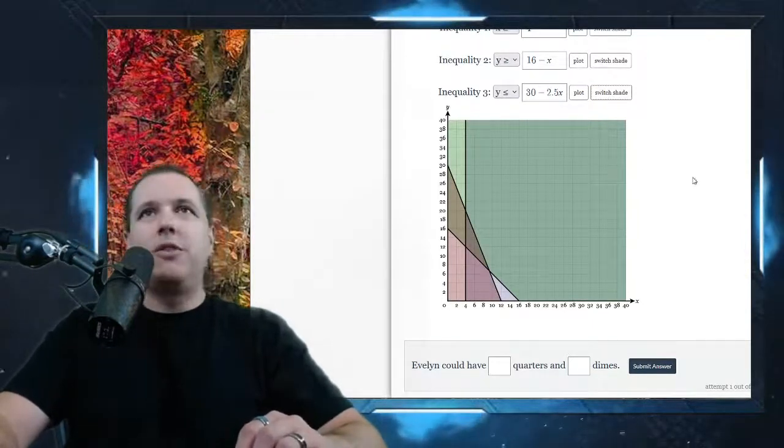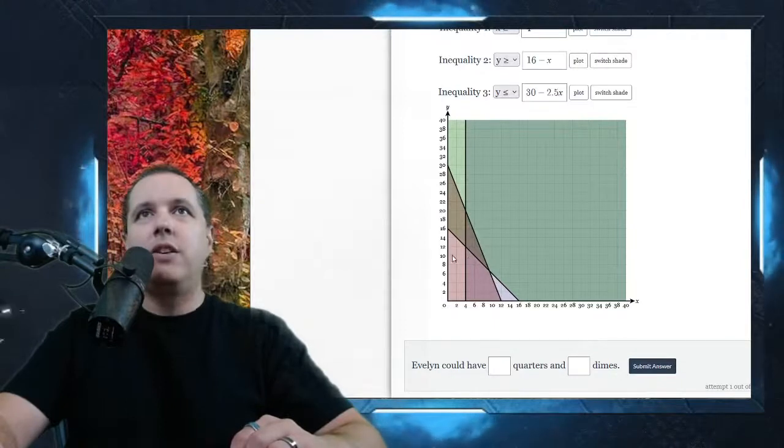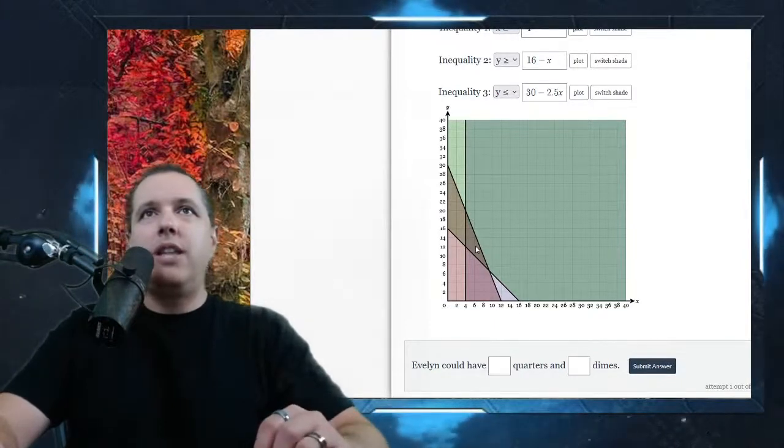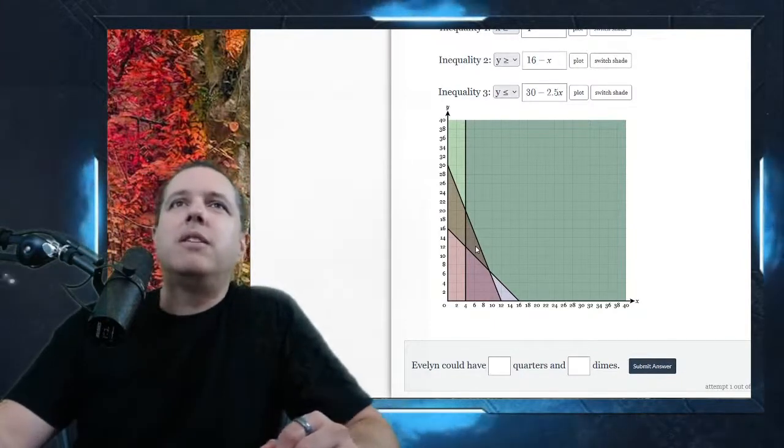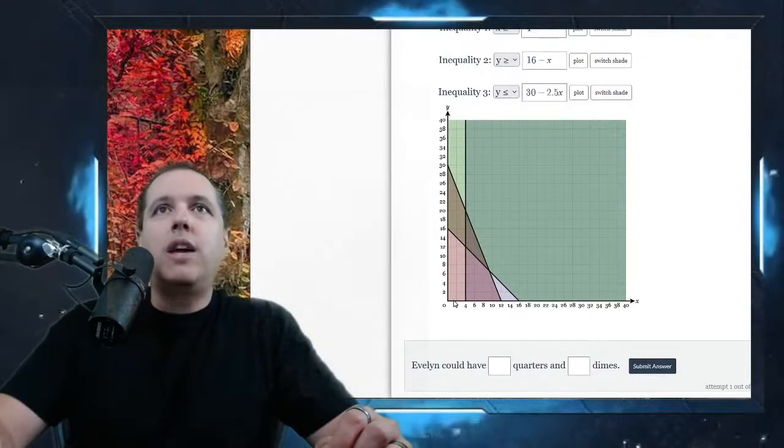So now it starts to get a little confusing because you have a lot of colors here. But it looks like this is the region that's shaded all 3 times, this triangle right here. So that means we need to pick a value in there. Let's see. Am I thinking about this right? Yeah, that should be the one that's shaded all 3 times. So that could be like what? That could be 6, 12.